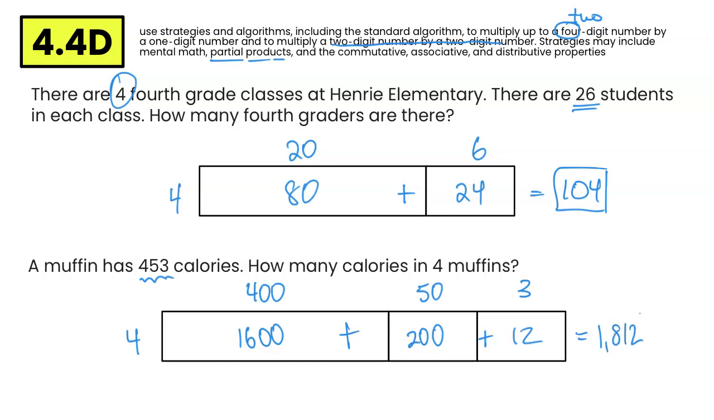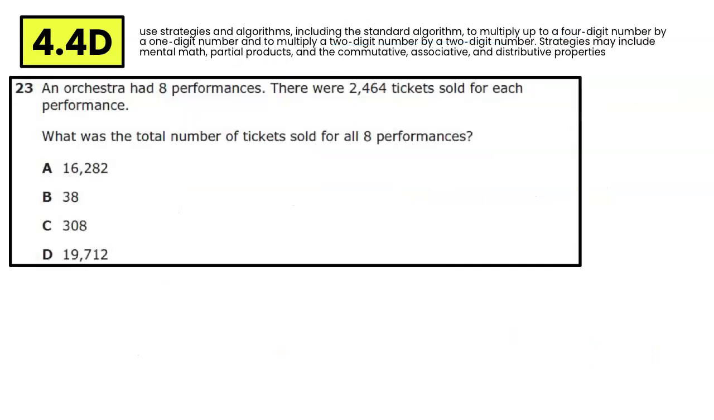1,812. So, using this model to build this out using partial products is how we want to start this, and then later on down the road in future lessons, we will connect this process to the standard algorithm. By the time you get to Friday, this is where you want students to be able to answer a question to the level of the STAR test.